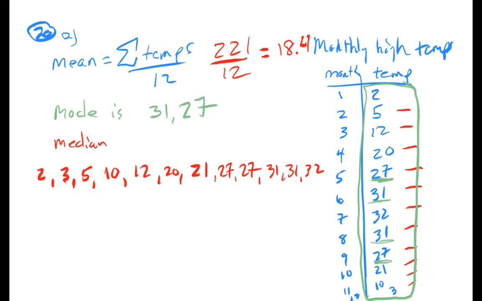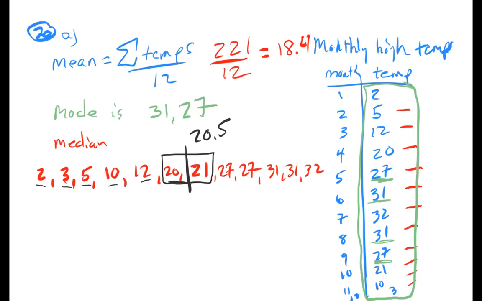Now, since we have 12 data values, is there one true middle number? There is not. There's two middle numbers, right? So in order to find our median when we have an even set of data values, we have to look for the two middle numbers. Here's 1, 2, 3, 4, 5, 6. Are those the two middle numbers? To find our median, we find the average of those two, and that's going to be 20.5. 20 plus 21 divided by 2.